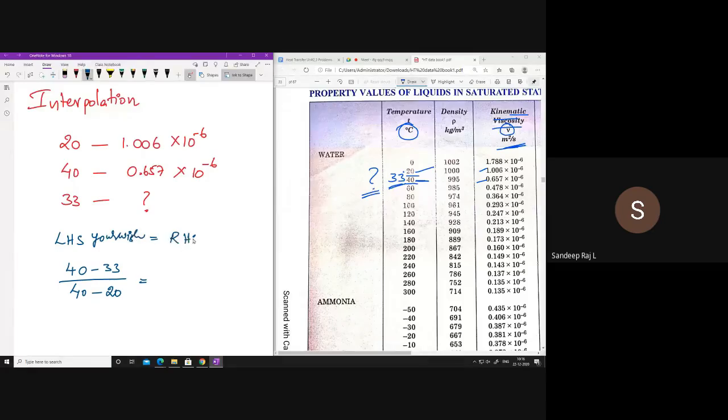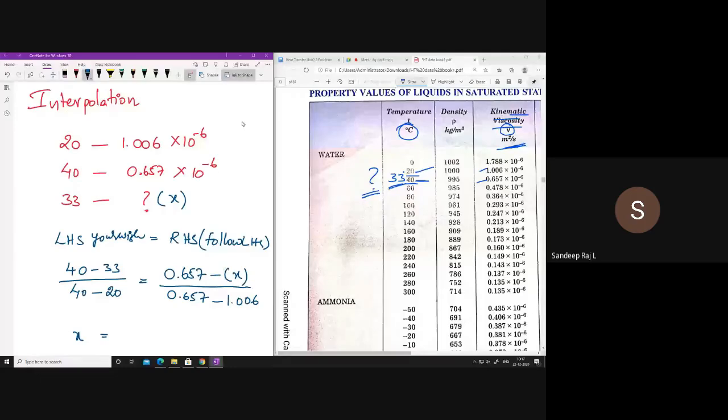Okay, on right hand side, what you should do? On right hand side, follow the left hand side. So whatever you have on the LHS expression, the same values you write on the right hand side. So corresponding to 40, what you have here is 0.657 into 10 to the power of minus 6, which is common, so you can multiply it at the end. To simplify it, let us not have it here. Let me call this value x, which is unknown to be calculated: corresponding to 40, the value is 0.657. Corresponding to 20, the value is 1.006. So in this expression, the only unknown is x. So you will be in a position to get the value of x.